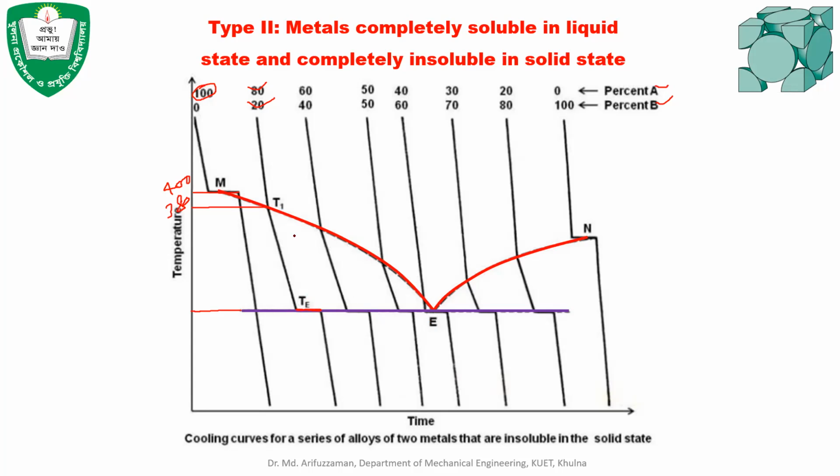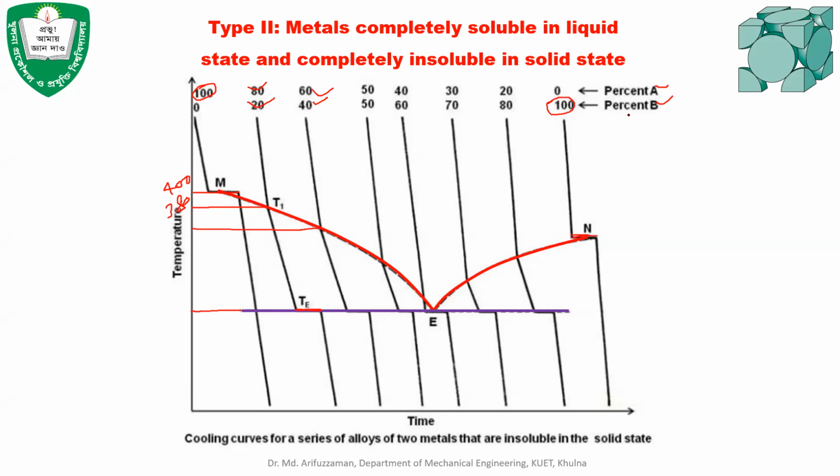Another thing is that when you add metal B to metal A, the temperature starts to decrease. That means the start of solidification point decreases from T1. When you add 40% B in A, the temperature is decreased further, and it continues. Now if we come to the right side of this plot, at 100% B, it has a constant temperature line.